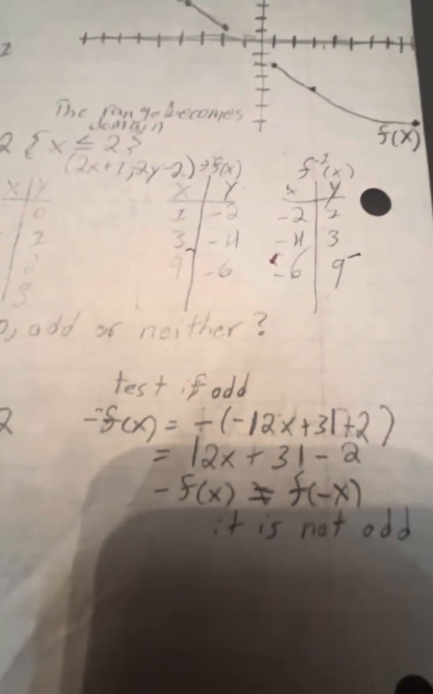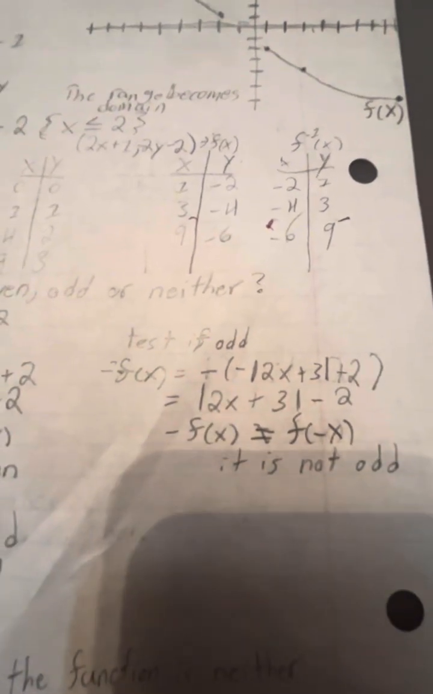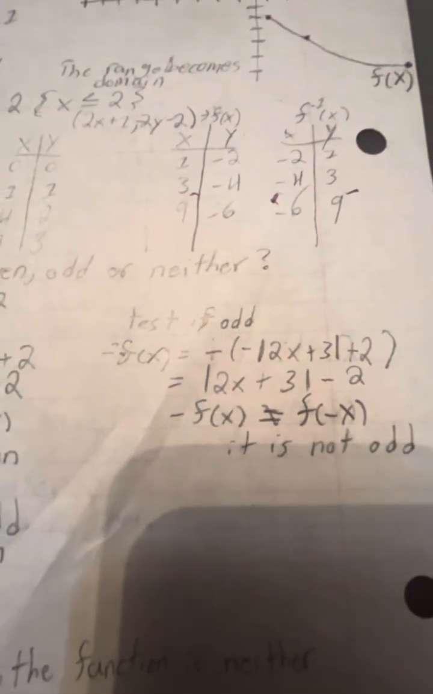Then I tested if it was odd by testing negative f of x, which gave me absolute value of 2x plus 3 minus 2, which is not equal to f of negative x, meaning it is not odd. And this means that therefore the function is neither.